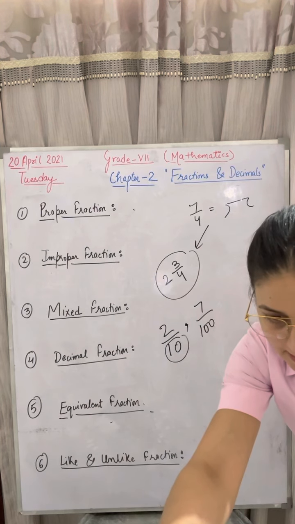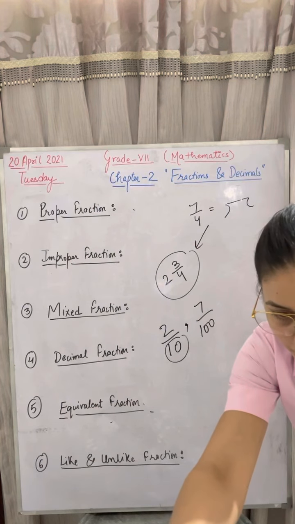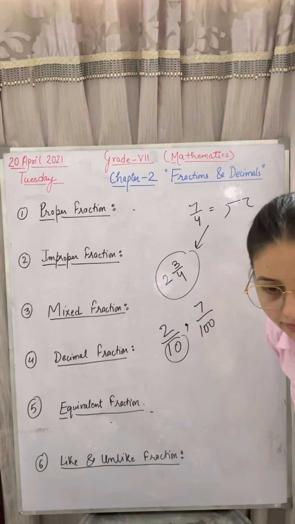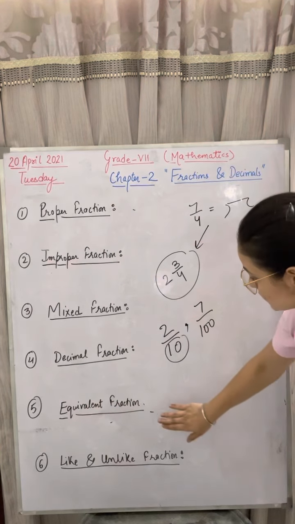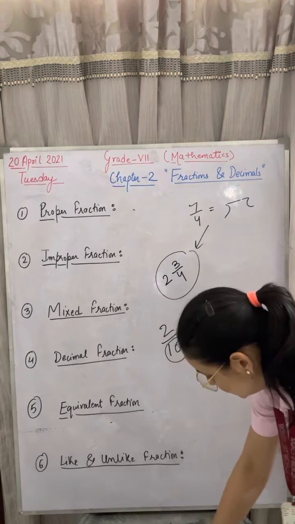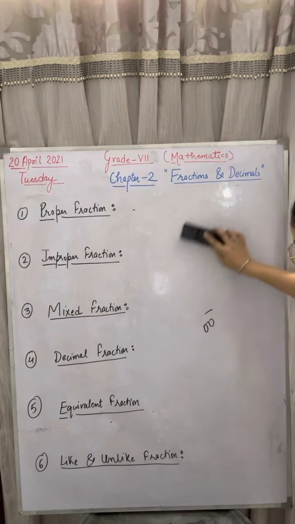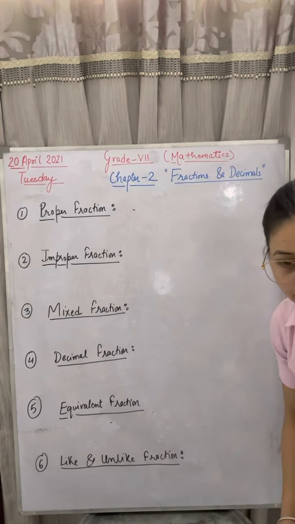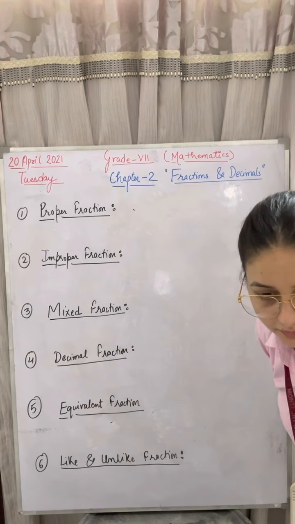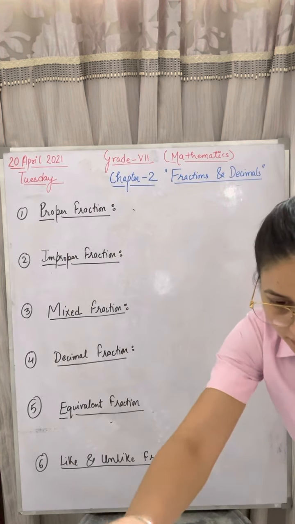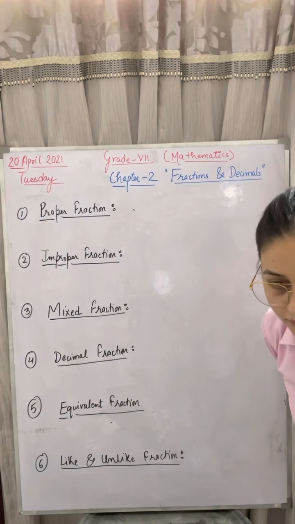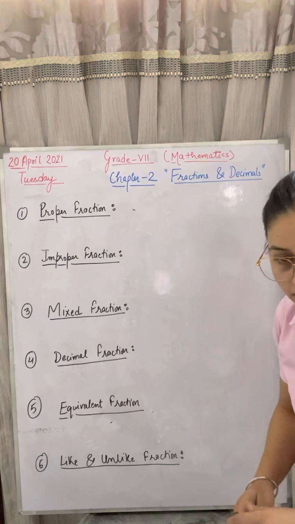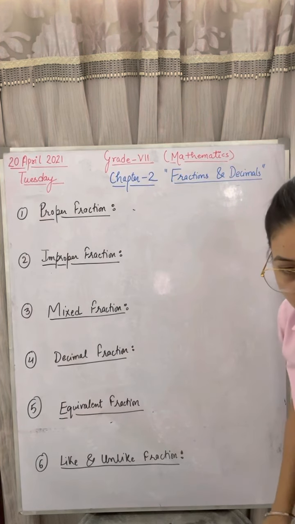Now next will be Pratishtha of 7th Blossom. Pratishtha, give me the answer. What are equivalent fractions? What are equivalent fractions, Pratishtha? Yes, Pratishtha, give me the answer. Just now we have discussed.